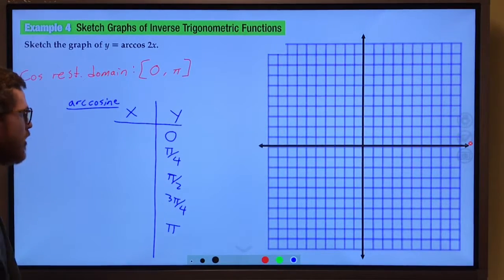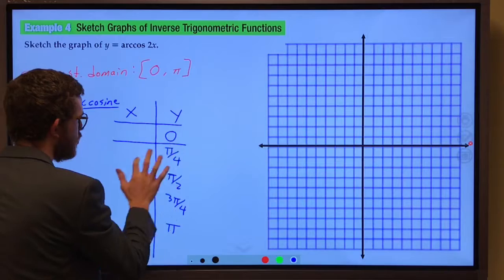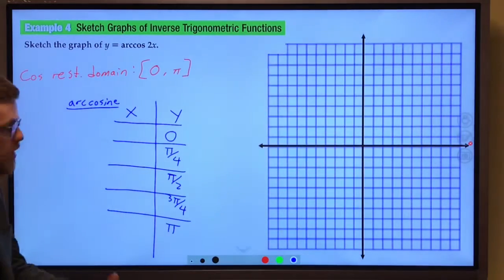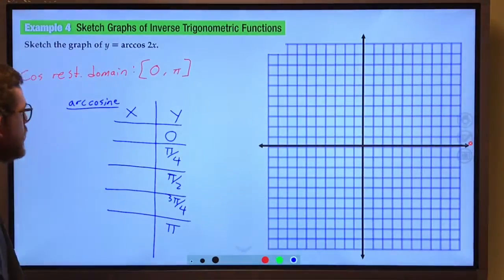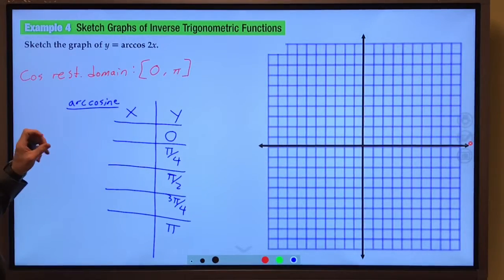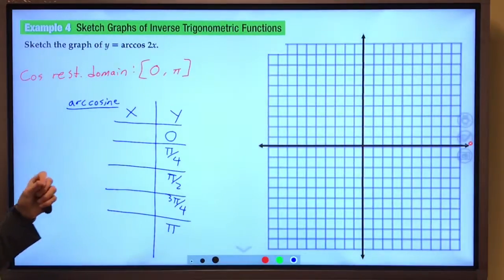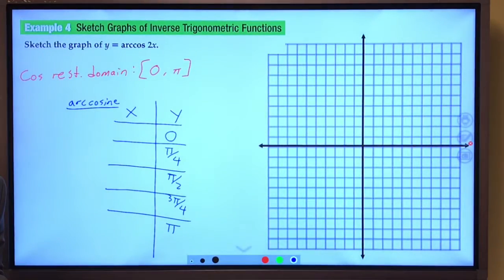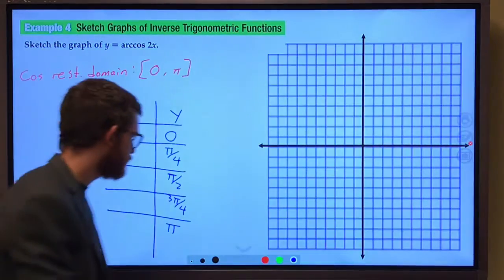You could add some more values, but just for the sake of what's going on, I'm going to speed things up. So you get the idea. So the cosine restricted domain was 0 to pi, so that would be the range of arc cosine, right? Because we've switched the domain and the range.